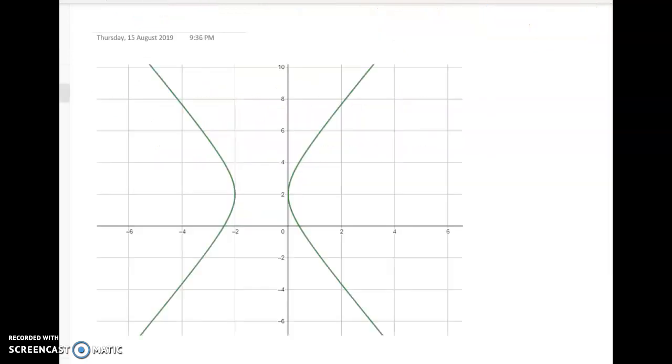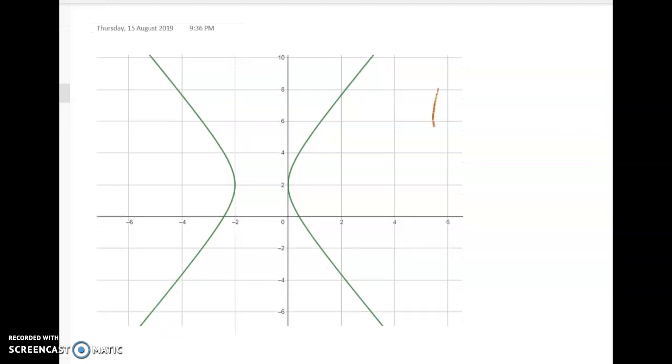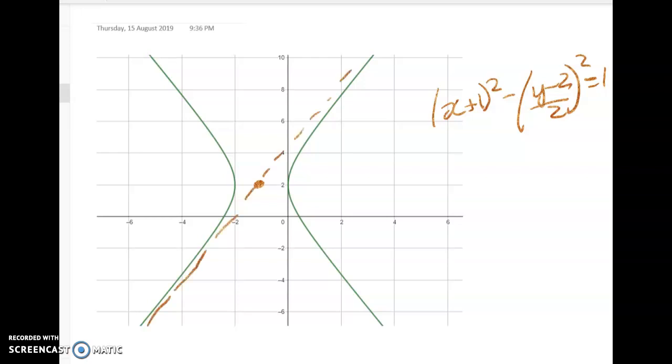So this is the basic graph that we've got. This is the equation of (x plus 1) squared minus ((y minus 2) over 2) squared is equal to 1. And you can see the center is sitting in here at (-1, 2). And the asymptotes here relate to the a and the b. So 2 over 1 is going to be the slope, plus or minus 2 over 1 is going to be the slope of those asymptotes.